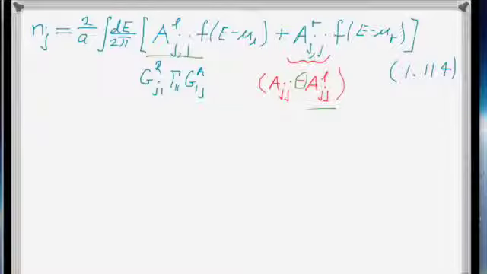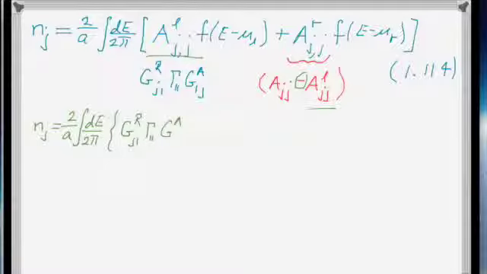So they're going to combine, and we finally have N_j is 2 over A integral dE over 2 pi times G^R J1 gamma 11 G^A 1J times F left minus F right. That's combining the two A left terms. And that's where that negative sign comes in, right, because A left in red was multiplied by F right, but it has a negative sign in front of it.